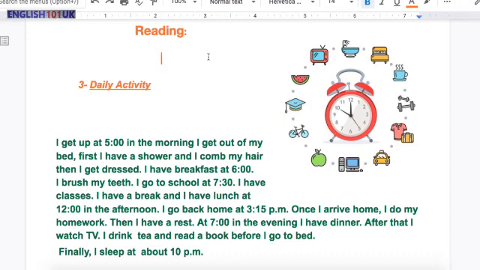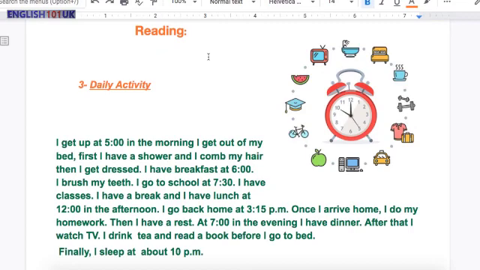I go back home at 3:15 p.m. Once I arrive home, I do my homework. Then I have a rest at 7 o'clock in the evening. I have dinner. After that, I watch TV. I drink tea and read a book before I go to bed. Finally, I sleep at about 10 p.m. So this is our reading passage for today.